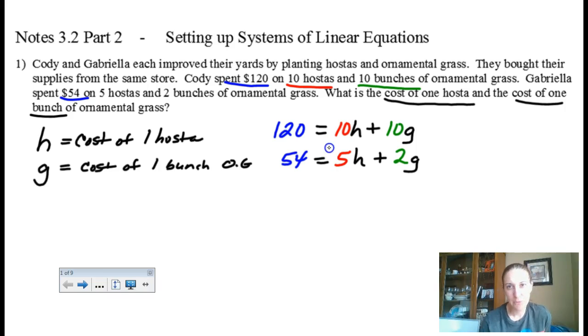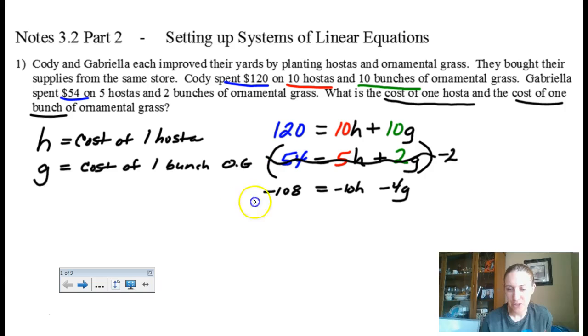Alrighty, so we could solve this pretty easily, right guys? If I wanted to use elimination, my favorite method, I would probably look at the H's as an easy one to target. If this was a -10, I'd be in business. So what if I multiply it by a -2 to make it a -10? So this bottom equation becomes, let's see, -108 equals -10H minus 4G.